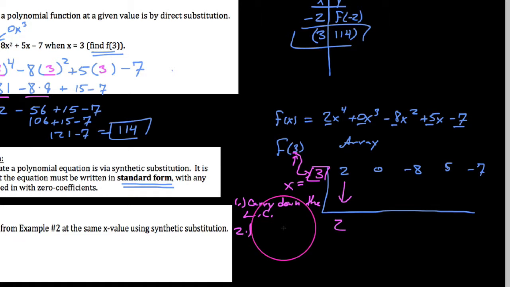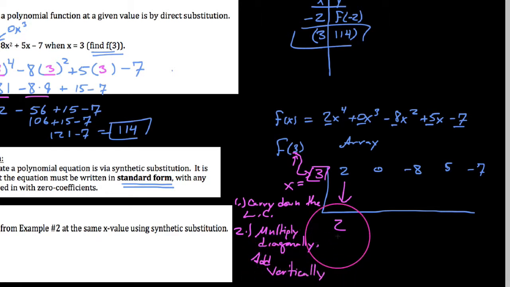Okay? And then step 2 is multiply diagonally, add vertically. Okay, so here's what we mean by this. Once we've dropped this down, we're going to take this 3 times this 2 diagonally, and we're going to get 6, and that's what goes up in this next spot. And then we are going to add this vertically. And so we get 0 plus 6 is 6.